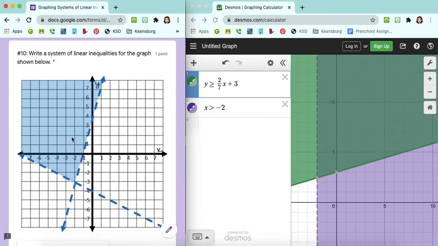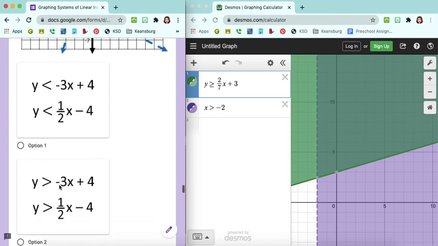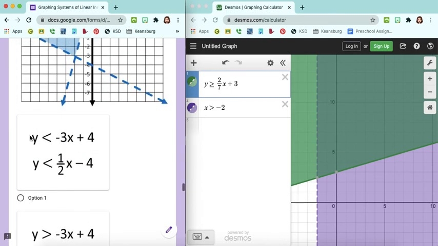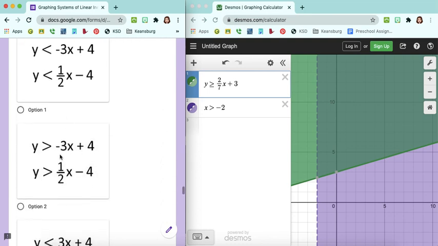Number 10 gave you the graph, and they want you to pick which system matches the graph. So you're just going to graph each option. So you're going to go in and type in y is less than -3x plus 4, and y is less than 1/2 x minus 4, and see if you get the same graph as this. If you do, that's your answer. If you don't, not your answer. So then you try the next one.